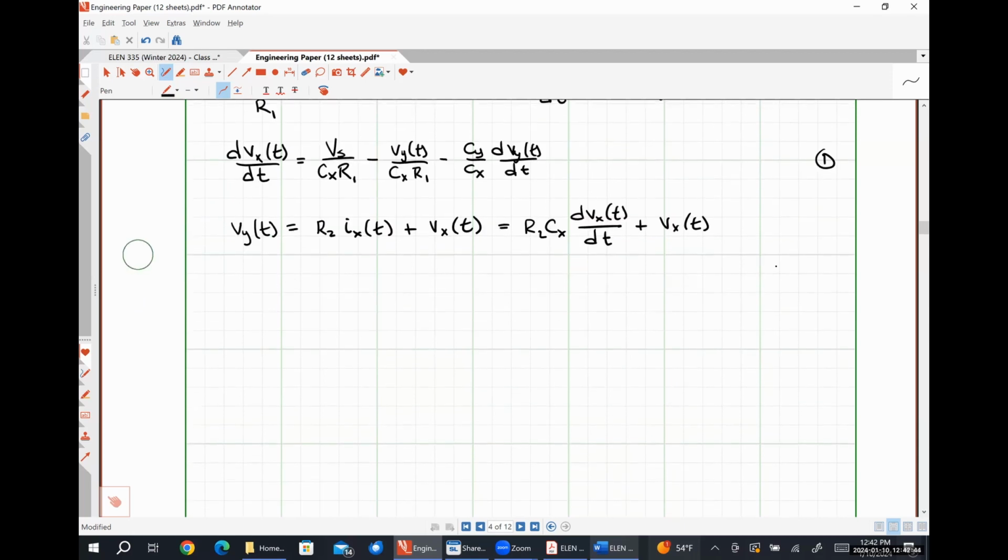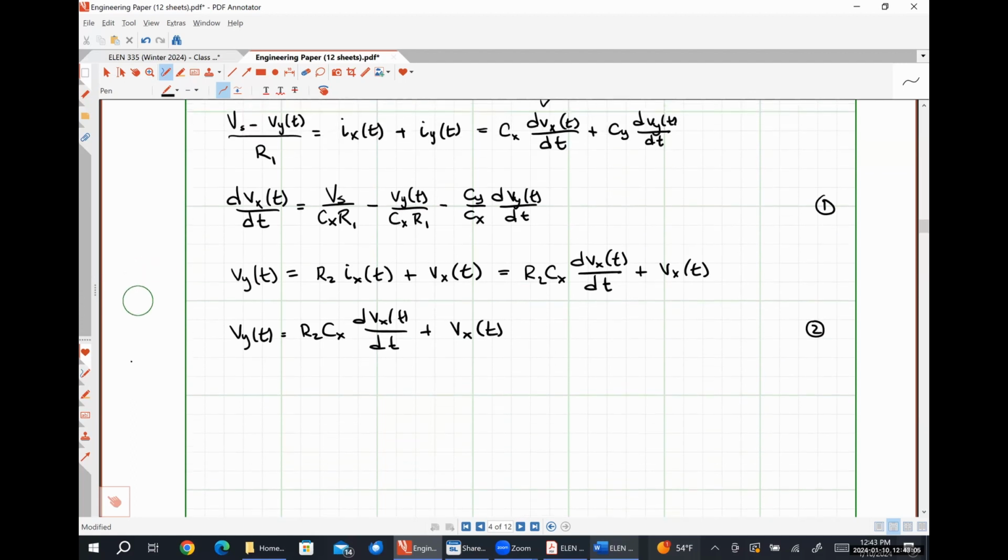And that's actually pretty okay. So I'm just going to get rid of this middle bit right here and just say that Vy is R2 Cx times the derivative of Vx with respect to time plus Vx, and call this guy equation 2. So now I need to figure out effectively which of these two I'm going to wind up taking the derivative of to sub into the other.